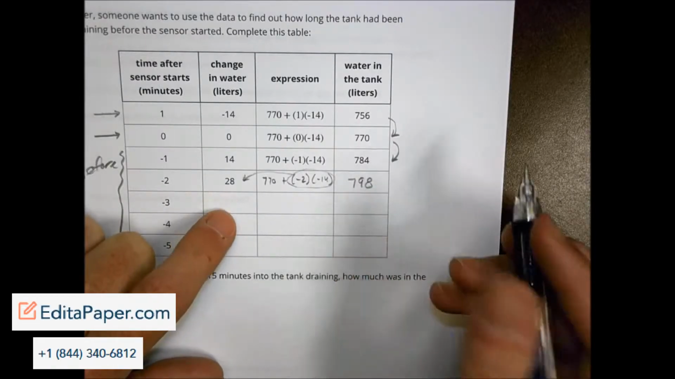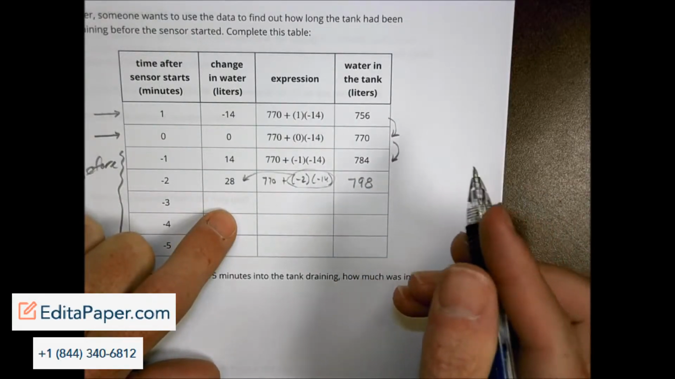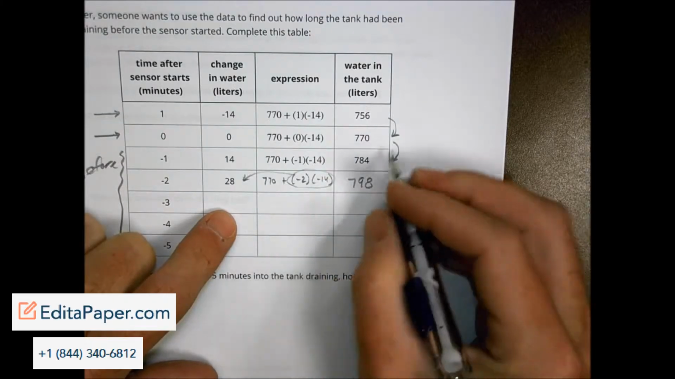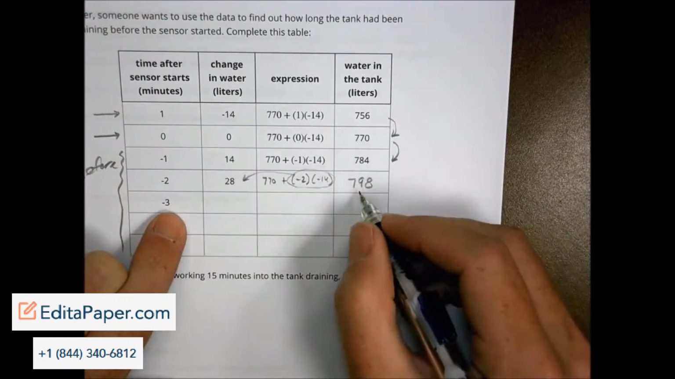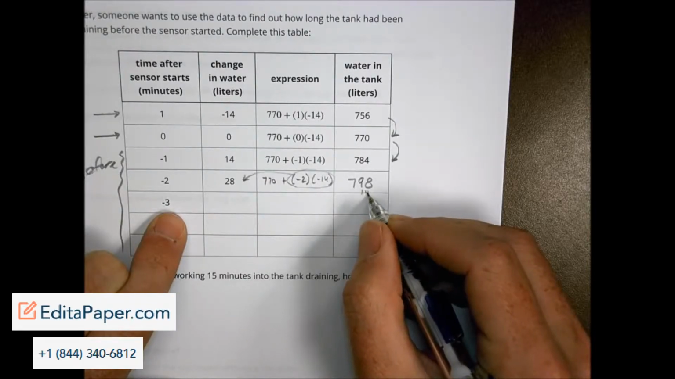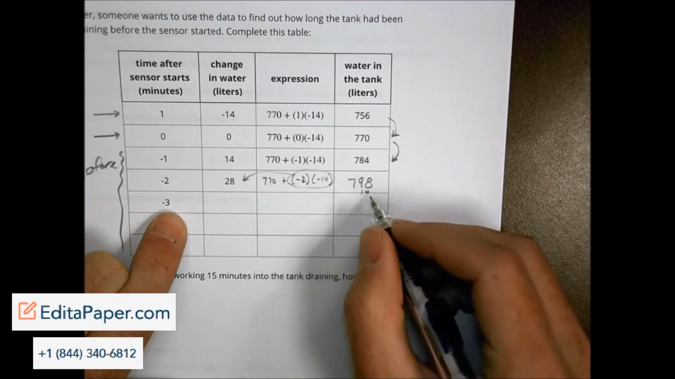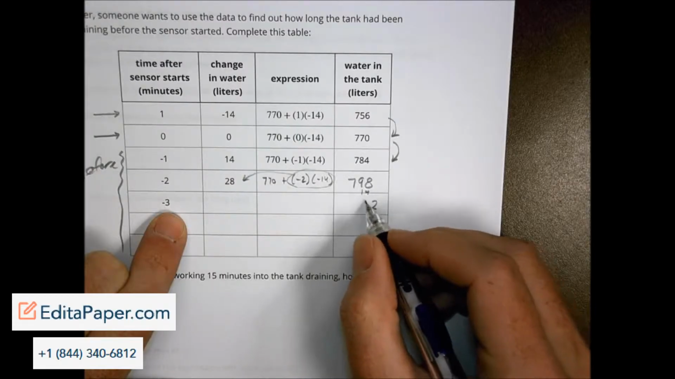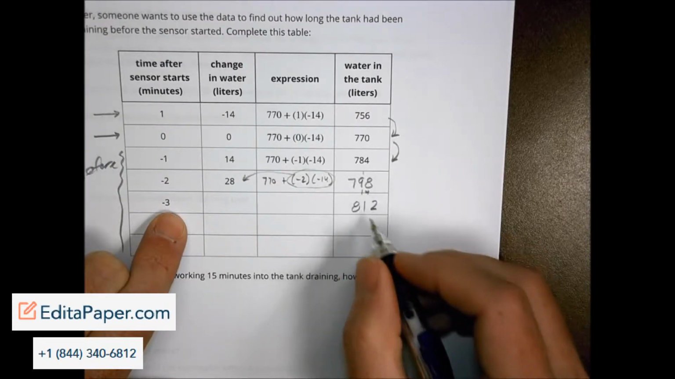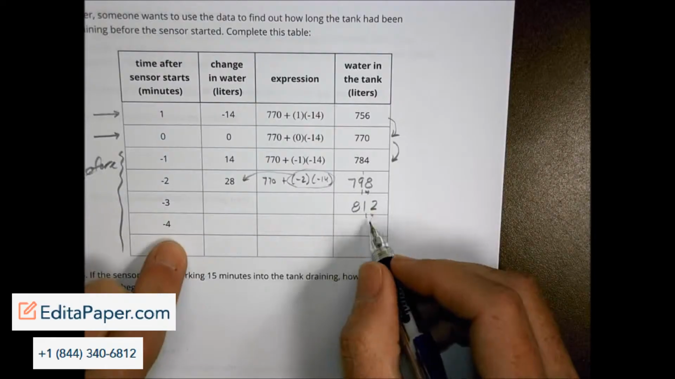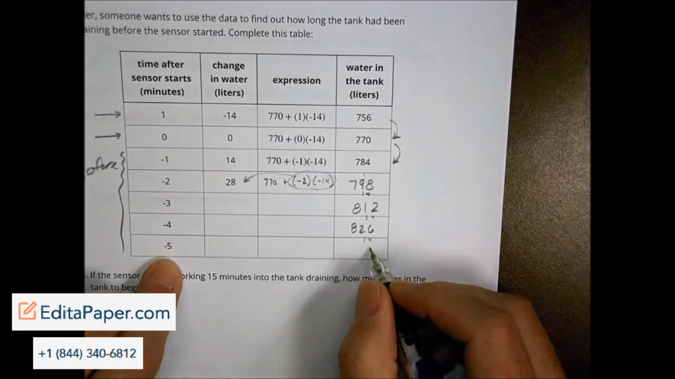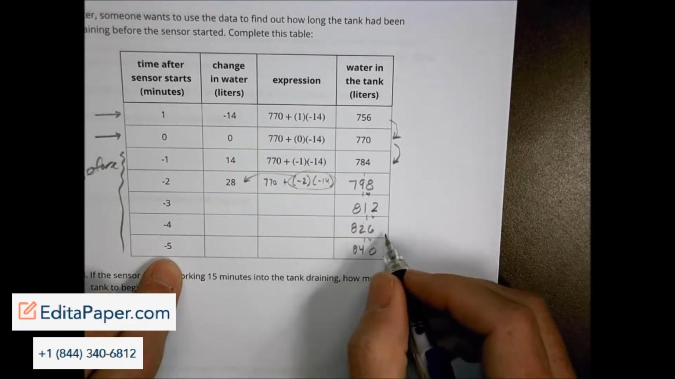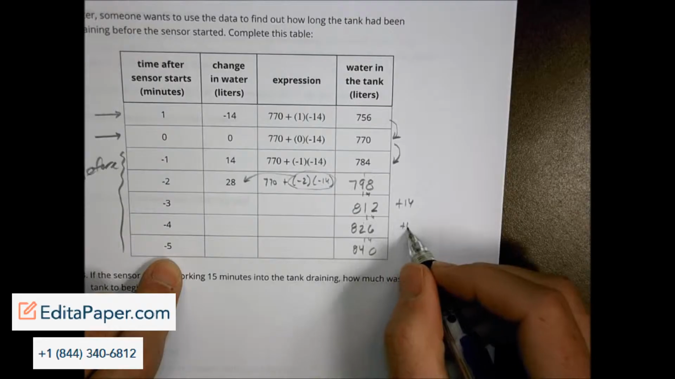Okay? Now thinking about this just from the standpoint of what we're doing, we're adding 14 liters in the tank every minute. So when I look at 3, if I go 3 minutes to 4, if I add 14 liters here, I'm going to end up with, carrying there, 812. When I add 14 to that, I'm going to have 826. When I add 14 there, I'm going to have 840. So it's adding 14 liters, right, every time is what I'm doing.